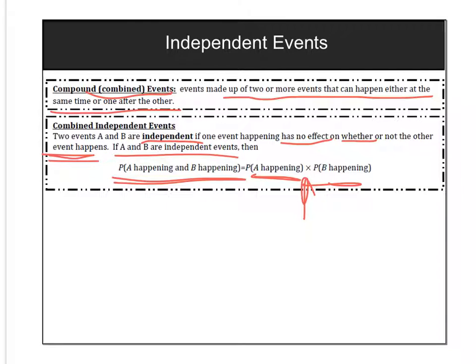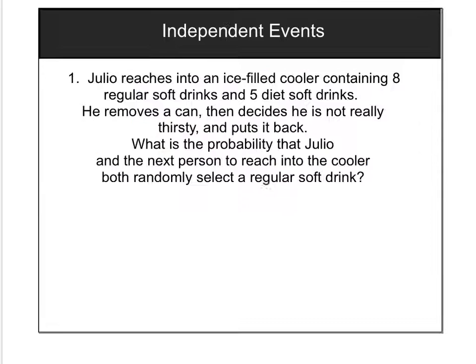And like I said, I prefer fraction form. To me, it makes the most sense. Decimals get long and ugly, and they just don't look very good. So if I take a look here, Julio reaches into an ice-filled cooler containing 8 regular soft drinks and 5 diet soft drinks, removes a can, and decides he's not really thirsty and puts it back. What's the probability that Julio and the next person to reach into the cooler both randomly select a regular soft drink? So you've got 13 total.